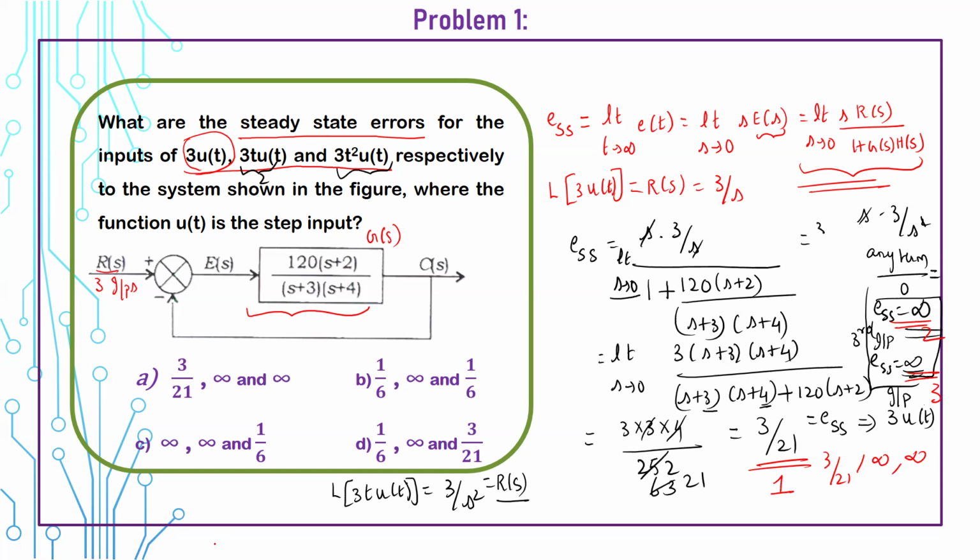So let me check out the options. In option A, we are having the values. 3 by 21 is the steady state error value for 3u of t, and infinity for 3t u of t, and again infinity for 3t square u of t. So this is the formulation to find out the steady state error value for all types of inputs. For any type of inputs, we can use this formulation and find out the steady state error value. Okay.